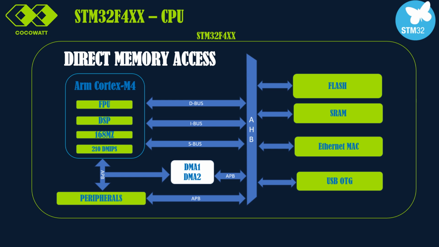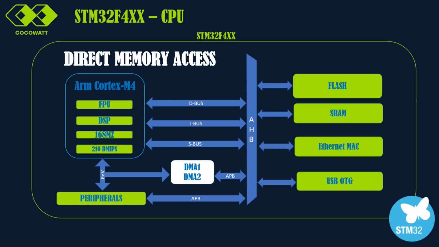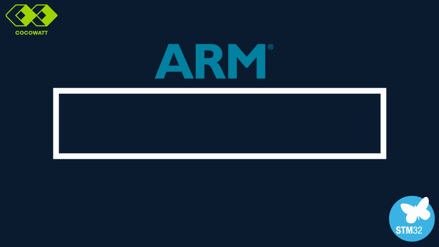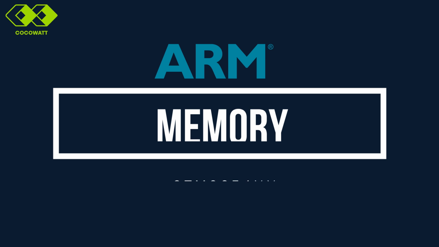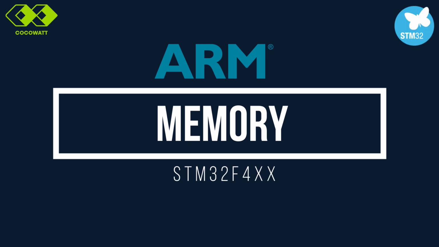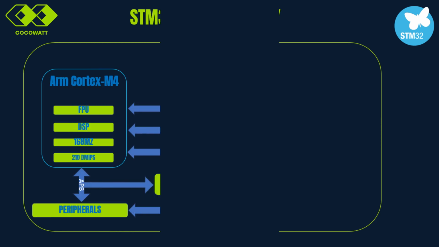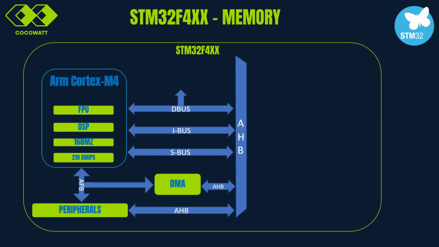and uninterrupted performance. Now that we've covered the CPU, let's move on to memory, the place where this STM32 stores its instructions and data. It holds everything the CPU needs to perform its tasks, from the program code to the data it's working on. Let's break it down into the different types of memory available in this microcontroller.